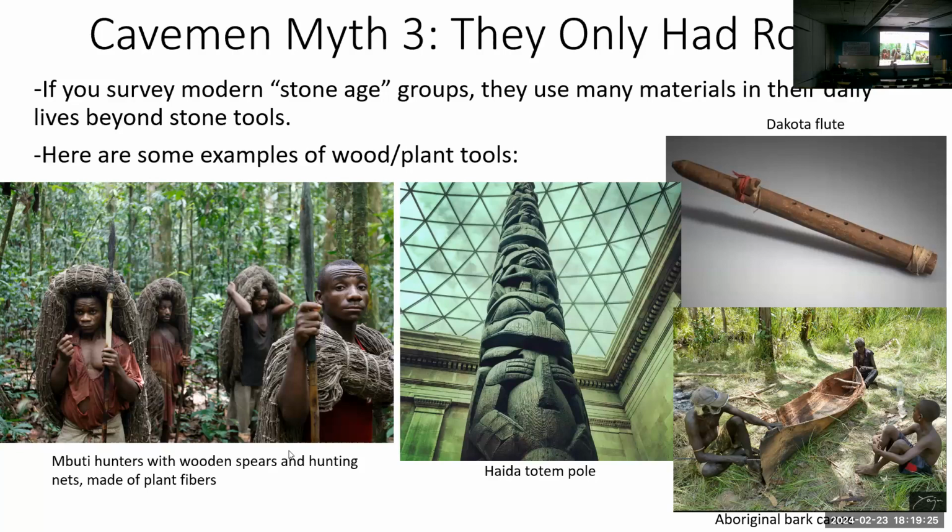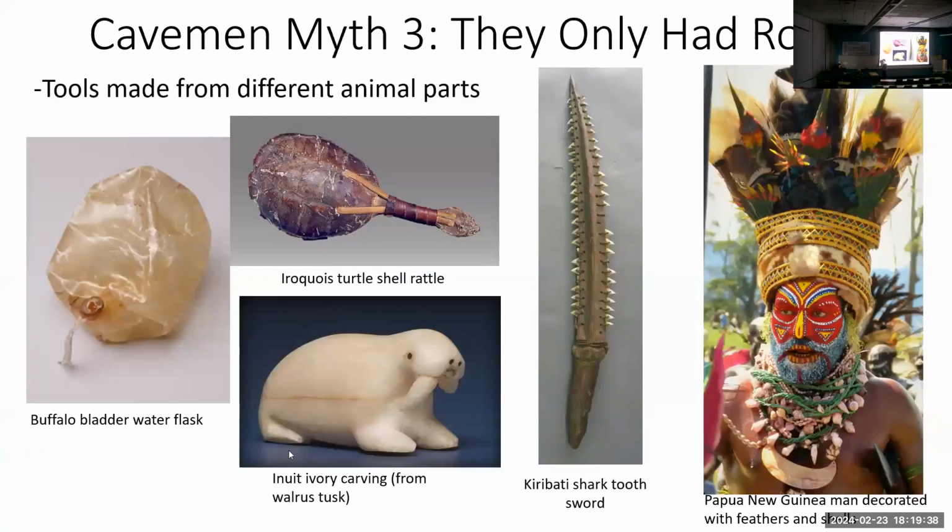Here's a totem pole carved from wood. We also have instruments made of wood, like this Dakota flute. You can build ships out of wood, like this bark canoe from Aborigines in Australia. And they can make tools out of a bunch of other things, including animal parts.